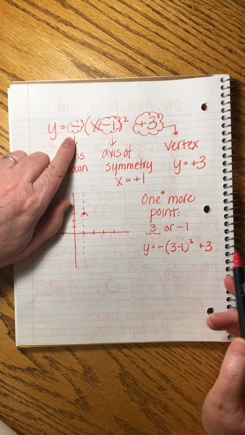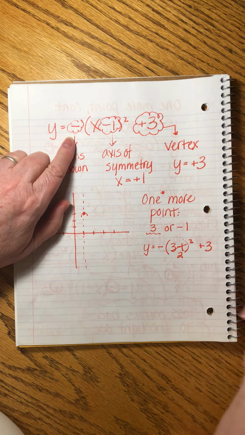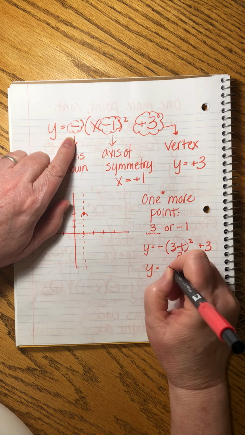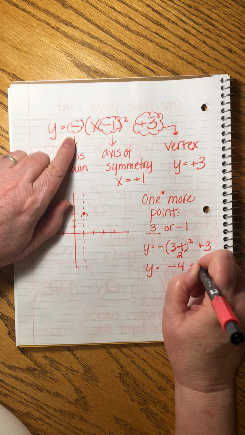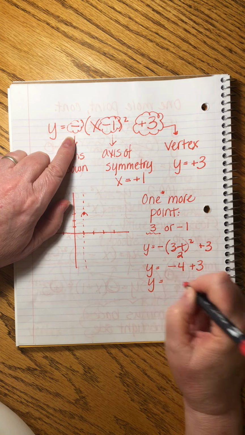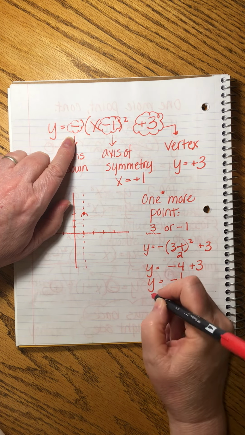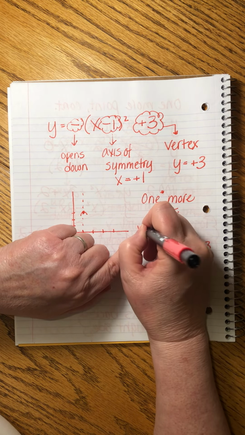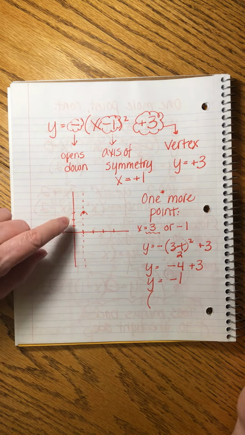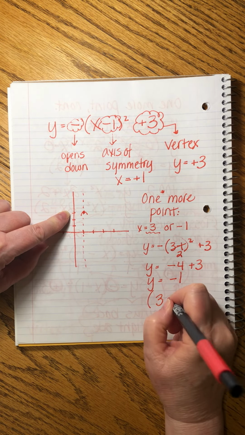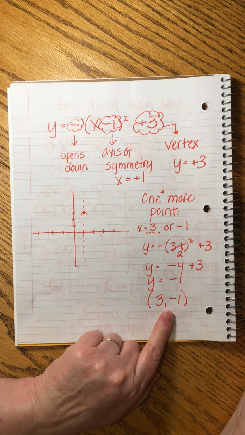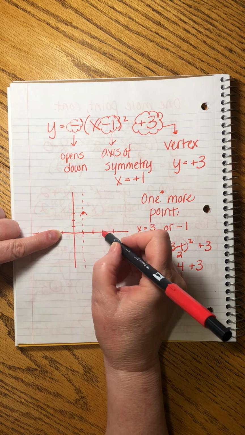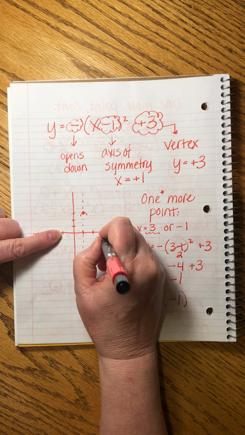3 minus 1 is 2. 2 squared is 4. And then there's a negative in front of it. So it's -4 plus 3. And that means y equals -1. So our point, x can equal 3 or -1. Our point is 3, -1. That's the one more point that we're gonna graph. So 1, 2, 3, -1, so it goes down.